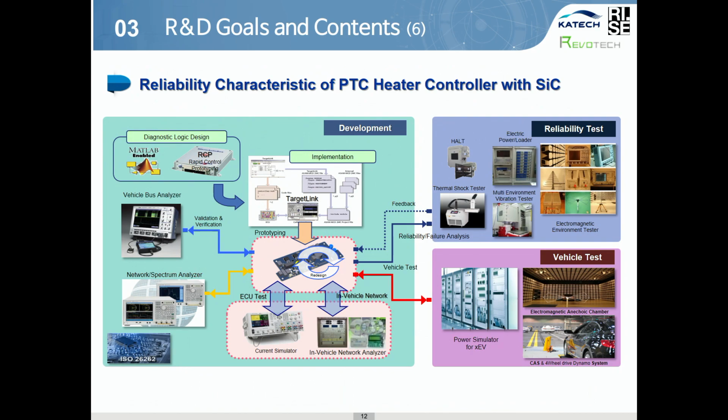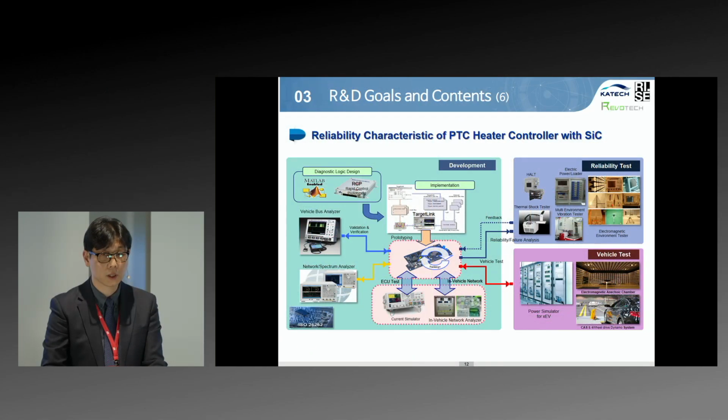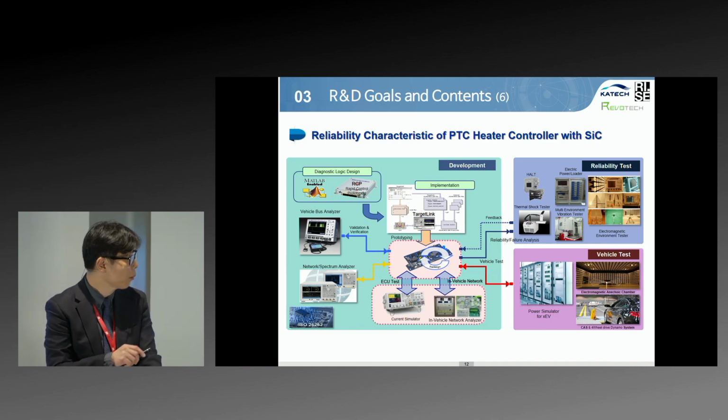In the harsh environment of xEV, automotive faults are caused by the combined thermal influence, vibration influence, and electromagnetic interference. The reliability requirement is increased. In order to secure reliability for automotive, we plan to conduct development, reliability tests, and actual vehicle tests.